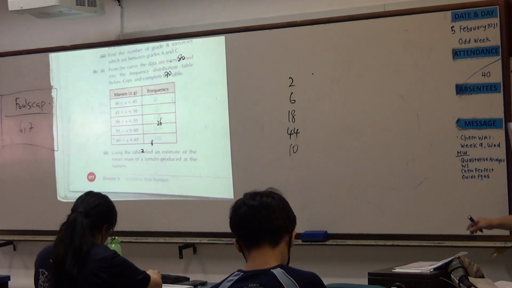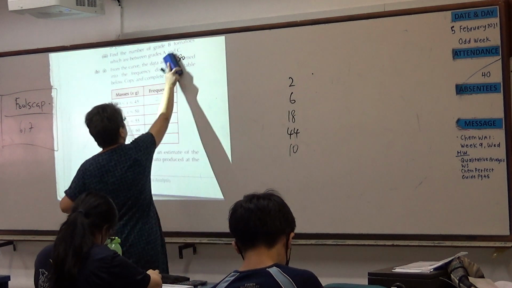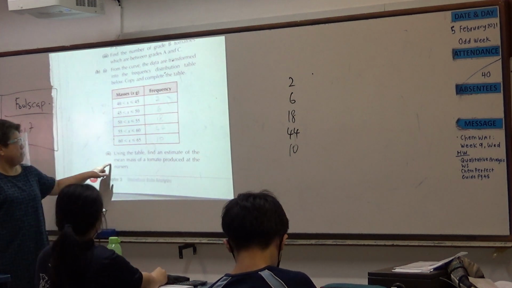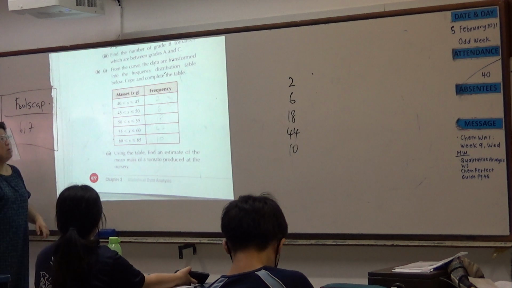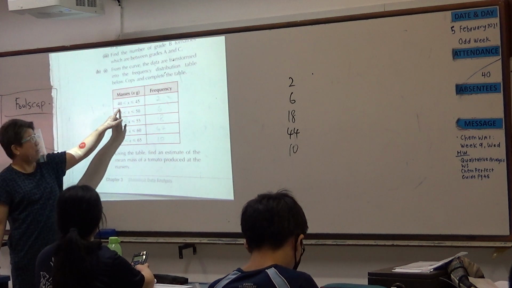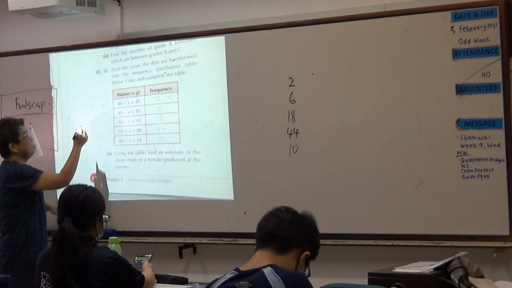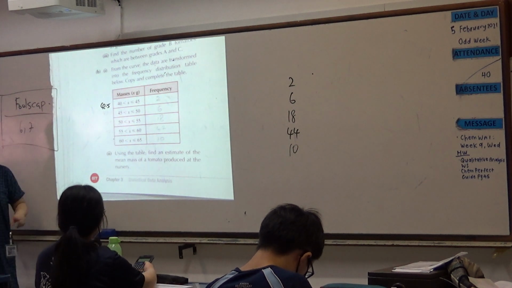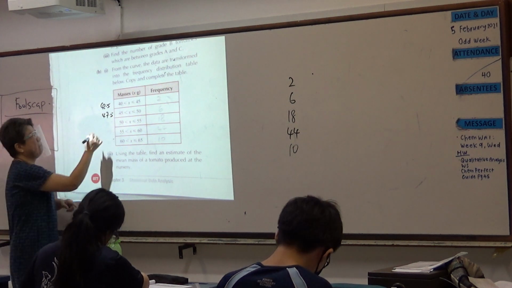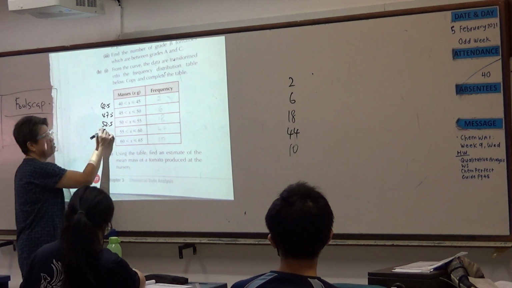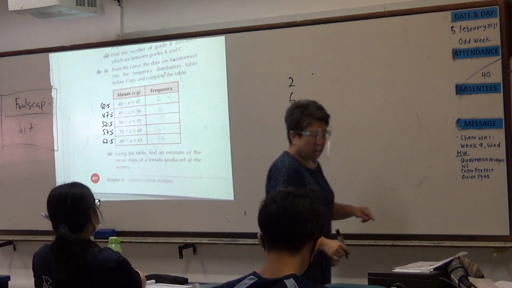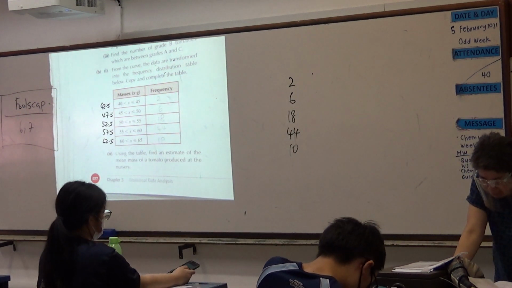So I fill up the blanks already. Look at the last part. Using the table, find an estimate of the mean mass of the tomato produced at the nursery. Now remember I told you if they give you a class, you must find the mean value. What's the mean value here? 40 plus 45 divided by 2, right? So the mean value is actually 42.5, right? This one, the mean value is what? 47.5, right? How about here? 52.5. This one? 57.5. This one? 62.5, right? Am I right to say that?